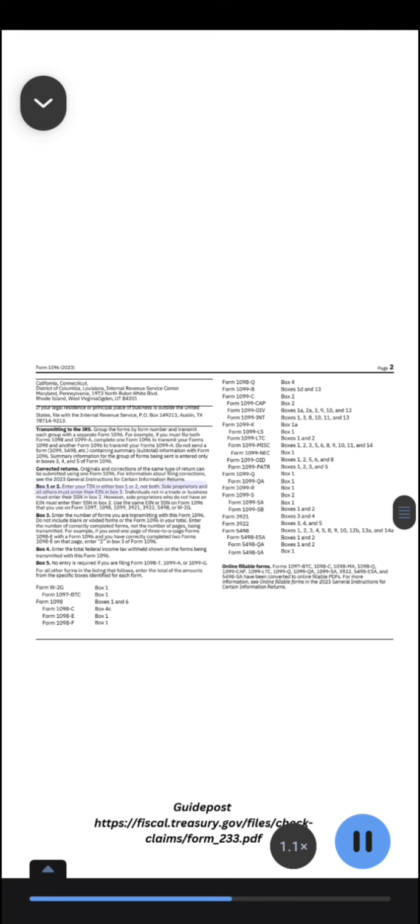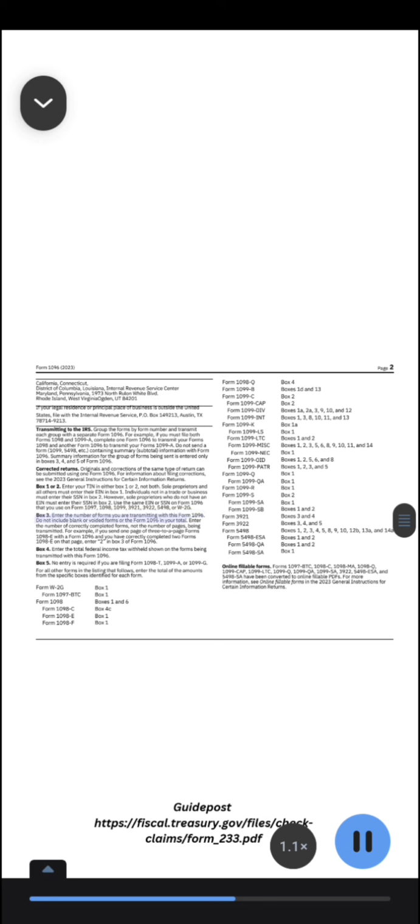Box 1 or 2. Enter your TIN in either Box 1 or 2, not both. Sole proprietors and all others must enter their EIN in Box 1. Individuals not in a trade or business must enter their SSN in Box 2. However, sole proprietors who do not have an EIN must enter their SSN in Box 2. Use the same EIN or SSN on Form 1096 that you use on Form 1097, 1098, 1099, 3921, 3922, 5498, or W2G.